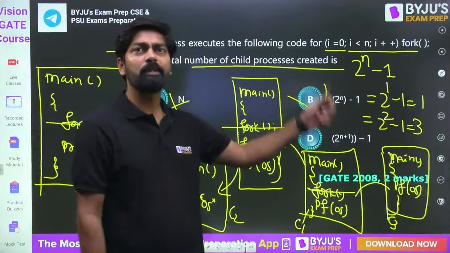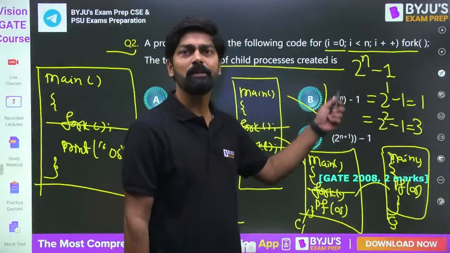Total number of n iterations will be there, na? n processes will be there.